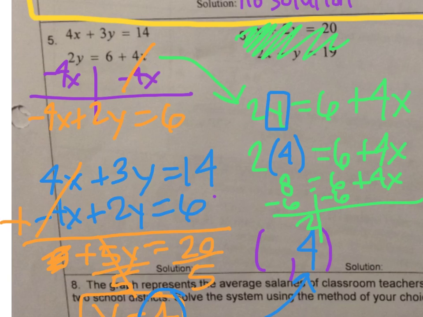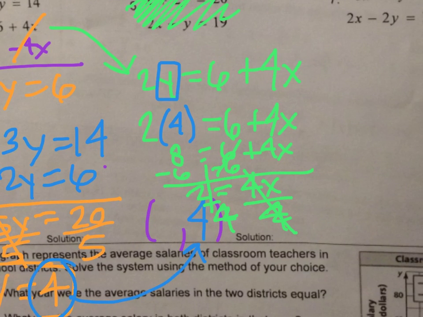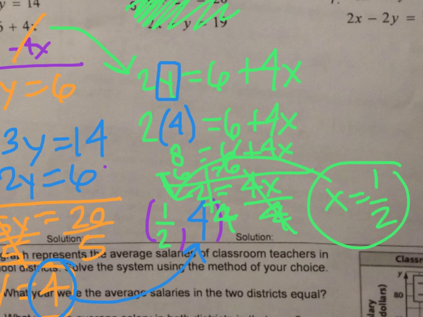And we get 2 equals 4x. Divide by 4 on both sides. The 4's cancel out. And 2 divided by 4 will reduce to 1/2. So our x is equal to 1/2. And we take that and put it into our point. So your solution is (1/2, 4). That is your final answer.